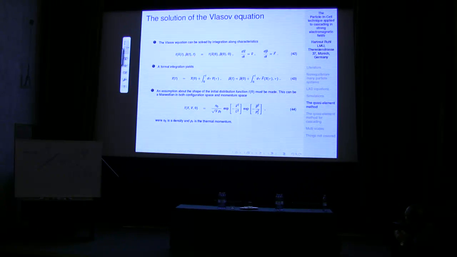So f at t is equal to f at 0, on the characteristics of the particle, that means on the trajectories. If you go along the trajectory, that's how the distribution function behaves. So f of 0 is directly mapped into f of t. Now you have to obtain x of t and p of t. If we use quasi-elements, I will come to this in a little more detail in a second, then we have to solve almost ordinary differential equations. This is equation 42.